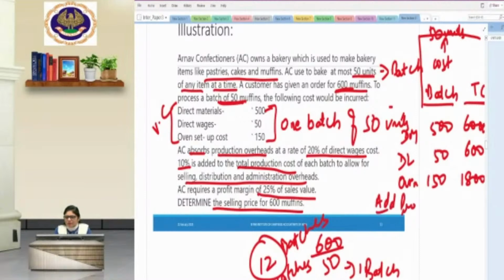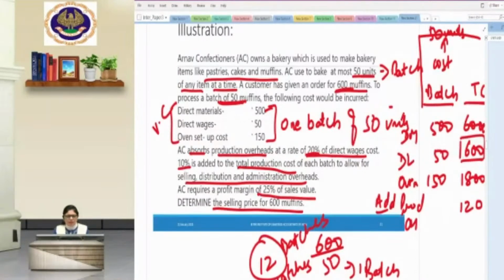Now you have to calculate the production overheads. They are absorbed as 20% of direct wages. Direct wages are 600. So 20% of direct wages means production overhead is 120. Production overhead will be rupees 120.